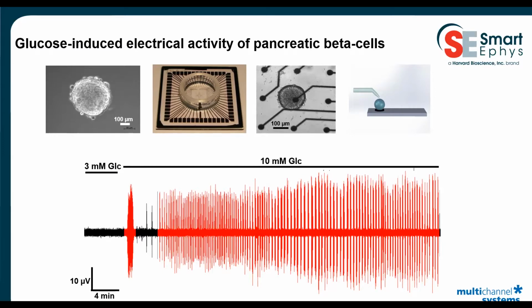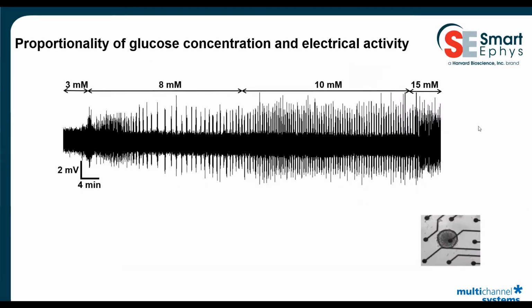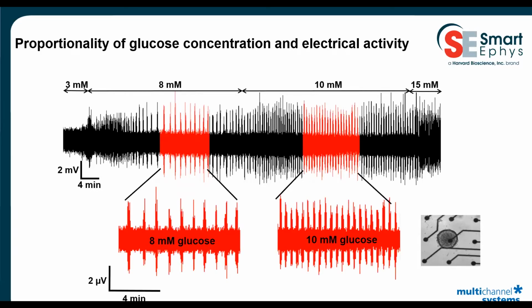Interestingly, there are two phases of insulin secretion, the first phase and the second phase. You can nicely see those two phases on the MEA recordings. The first phase is the first burst, and the second phase is the oscillations. You can also nicely see on this slide the proportionality of glucose concentration and electrical activity. Again, from left to right, I increased the glucose concentration from 3, 8, 10 to 50 millimolar. And you can see that the higher the glucose concentration, the higher the electrical activity.